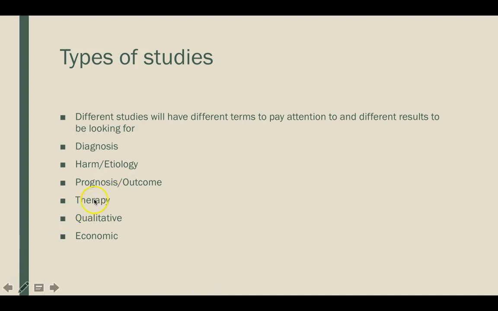Effect size might be something that we see in therapy. We won't see things like sensitivity and specificity in therapy. That's going to be up in diagnosis, right? You've talked about that. Positive and negative likelihood ratios and things like that in your diagnosis in techniques class. We're going to see more things like confidence interval and effect size, numbers needed to treat, things like that.